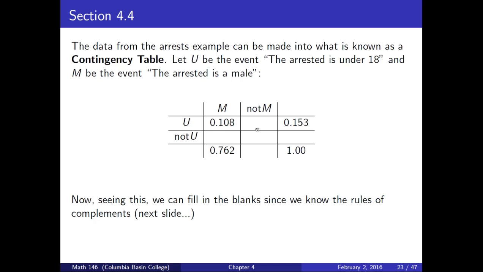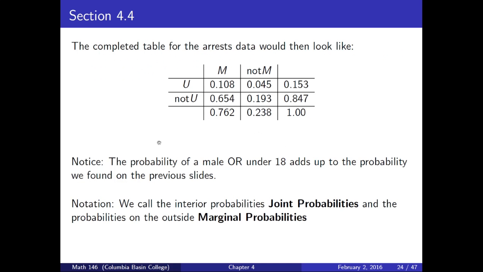Since we know that these two boxes have to add up to that, these two boxes add up to that, and everything has to add up to 1, we can fill in the gaps by calculating the difference. So if I take this minus that, it should give me what goes here. Then we can complete the data, and we can look at the probability of male or under 18, and it adds up. Males are here, under 18 is there. If you add up these three spaces, they should add up to 0.807, like we got last time.